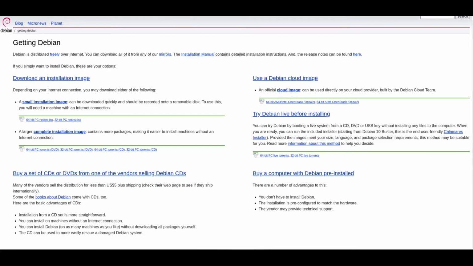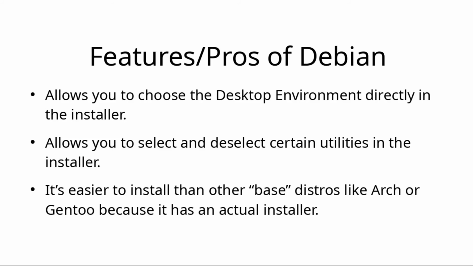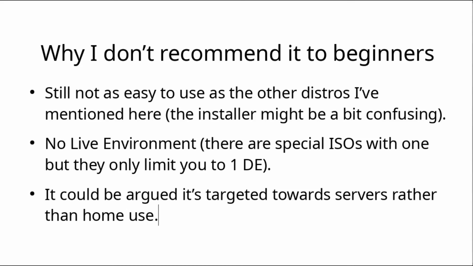My third honorable mention is Debian, which allows you to choose the desktop environment and utilities you want directly in the installer. The reason I'm not recommending it is because while it is much easier to install than other minimal distros like Arch or Gentoo, it's still not as easy as installing others I mentioned in the list. Plus it doesn't have a live environment, so you can't try it before installing.